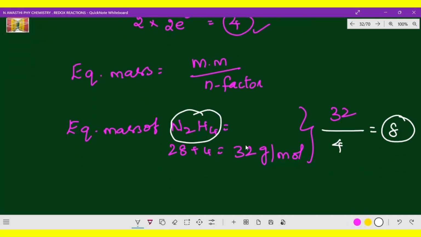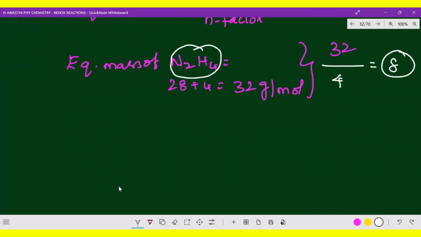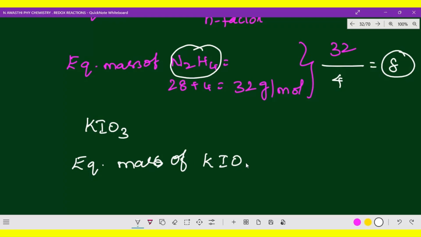And the second one, what is it? KIO3. In the question they have given KIO3 only, though they gave the ionic equation with IO3 minus. So what is the equivalent mass of KIO3? Potassium is 39, plus iodine 127, plus oxygen 16 into 3, 48. Adding all this, altogether it is 214 gram per mole.